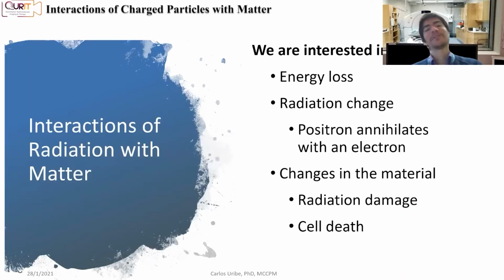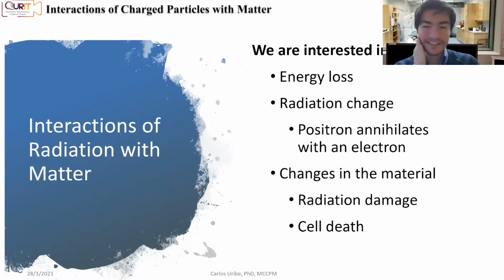Okay, so when we talk about the interactions of radiation with matter, we're interested in seeing what's the energy lost by the particles that are traveling in that medium. We're interested in knowing if there's some radiation change. So we're going to look in detail, but for example, a positron will annihilate with an electron, and it's not going to be a positron and an electron anymore. This is going to change the type of radiation.